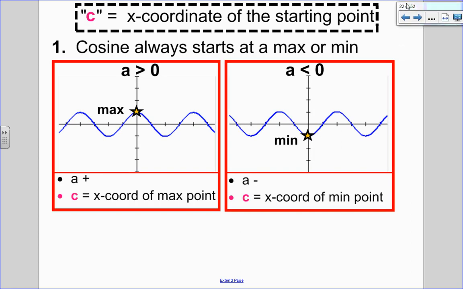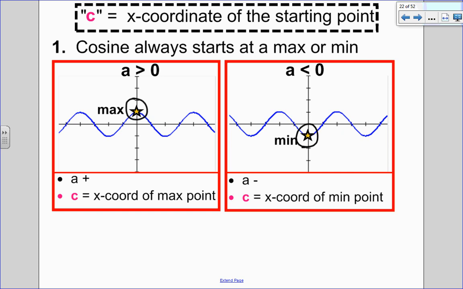Now C is a little tricky, but I think I've come up with a really good way to help you figure out C in an easy way. C is the x-coordinate of the starting point. So this is where in 5.1 I said the starting point is so important to know. So cosine always starts at a max or a min. If it starts at a max, that's above the x-axis, A is positive. So when A is positive, the C value would be the x-coordinate of the max point. Or if it starts at a minimum, A would be negative and C would be the x-coordinate of the min point.